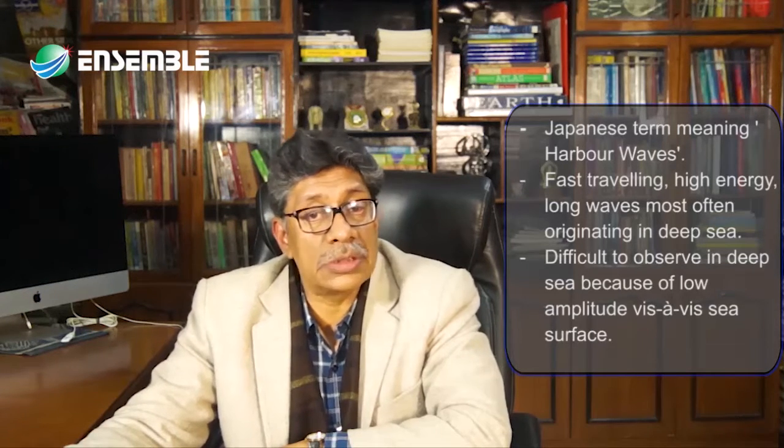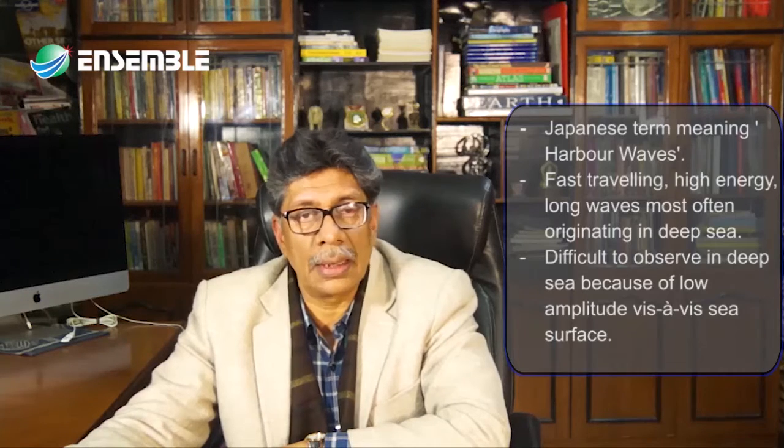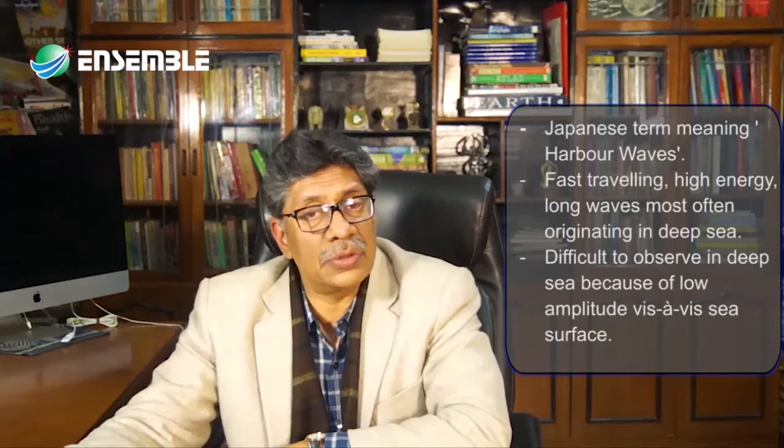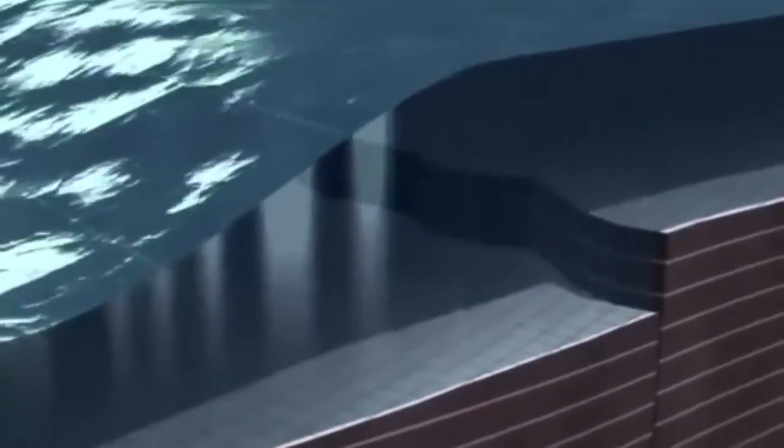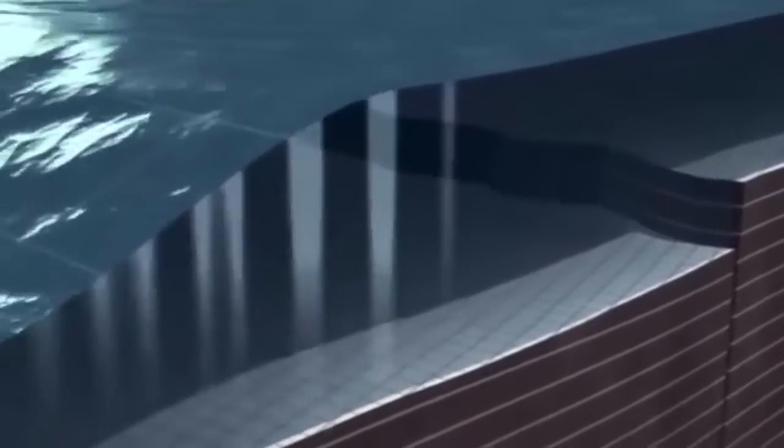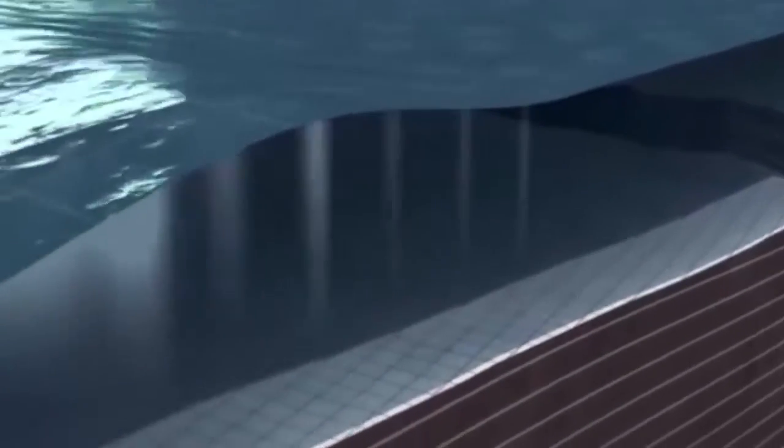And then they start moving towards the surface. The basic nature of the tsunami is that tsunamis are difficult to observe in the deep sea because of this low amplitude vis-a-vis the surface. That means at the surface, the amplitude is very high. In the deep sea, you're going to find one crest separated from another crest by a distance of about 1,000 kilometers. So it can hardly be observed.